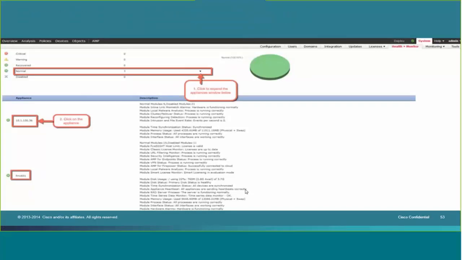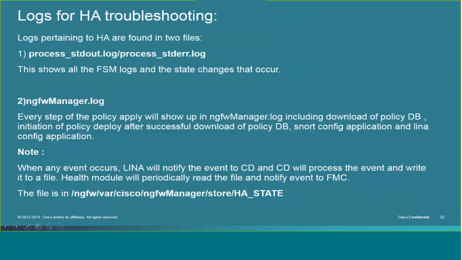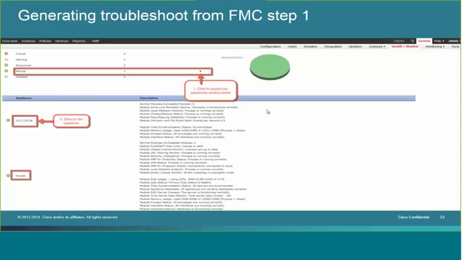So now the next step, if you look into all these logs and still are not able to figure out what the problem is, is to contact TAC. You can generate the troubleshoot file. For generating the troubleshoot file, you need to go to System, Health, Monitor. Click. So this window is the drop down.